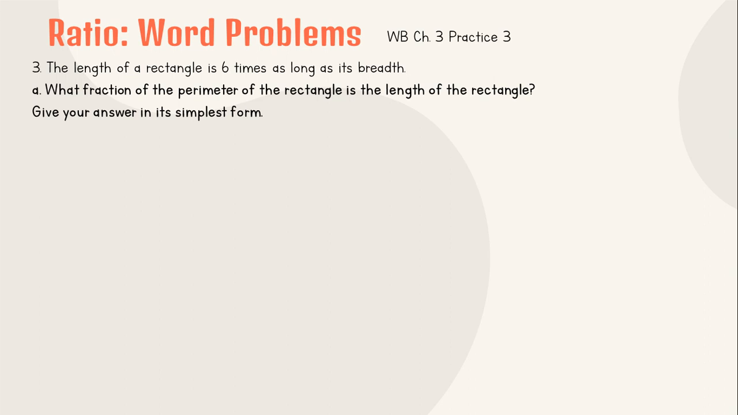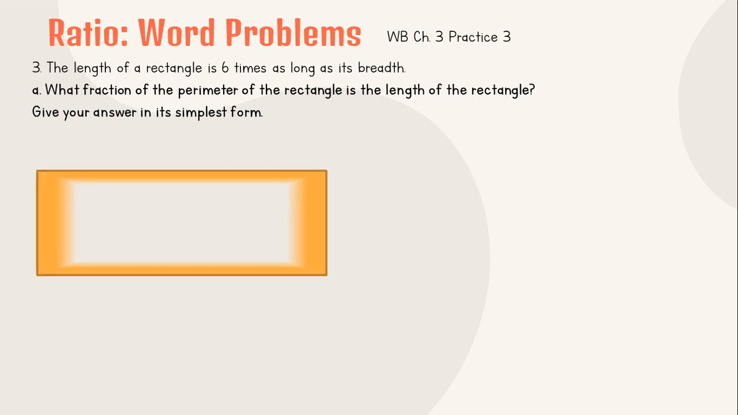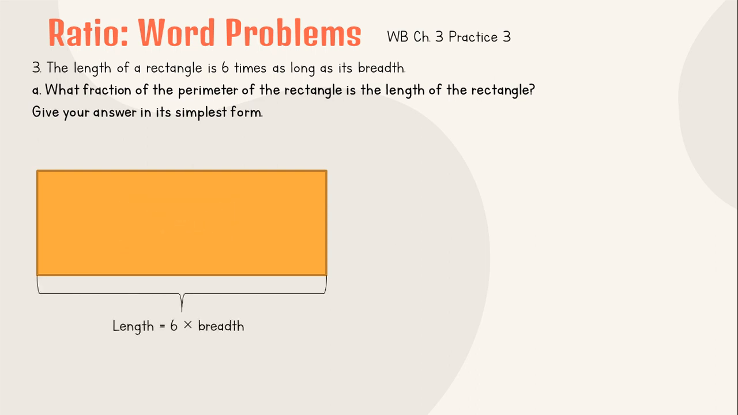Go to number 3. The length of a rectangle is 6 times as long as its breadth. What fraction of the perimeter of the rectangle is the length of the rectangle? Give your answer in its simplest form. So that's the rectangle. Length is 6 times breadth. The formula of perimeter is length plus breadth times 2. Don't forget. Do we know how long the length is? Yes, 6 times breadth, or we can simplify it as 6b. So 6b plus b, which is breadth, times 2. 7b times 2 equals 14b. So we know the perimeter is 14b.